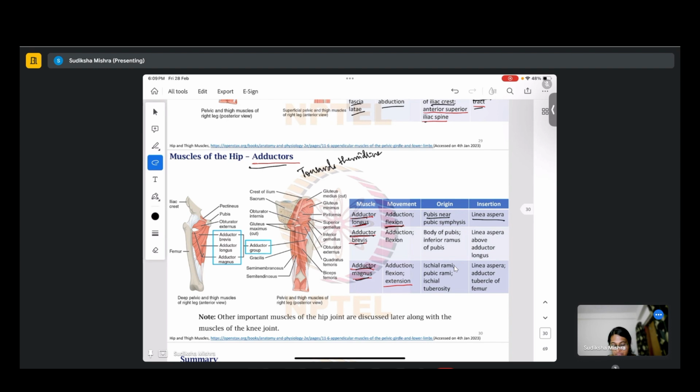The adductor brevis again is responsible for adduction, as the name suggests, and flexion, similar to adductor longus. This also originates from the pubis, and it inserts into the linea aspera, but above the adductor longus. So it's here, whereas the adductor longus is here, and below that is the adductor magnus, which, apart from adduction and flexion, is also responsible for extension. It originates from three different places, but again it inserts into the linea aspera and the femur.